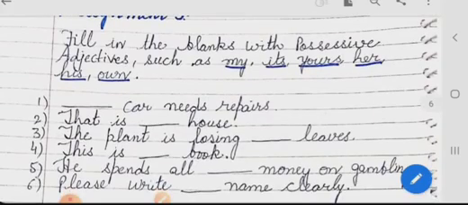Fill the blank with possessive adjectives. You have to fill in possessive adjectives here.